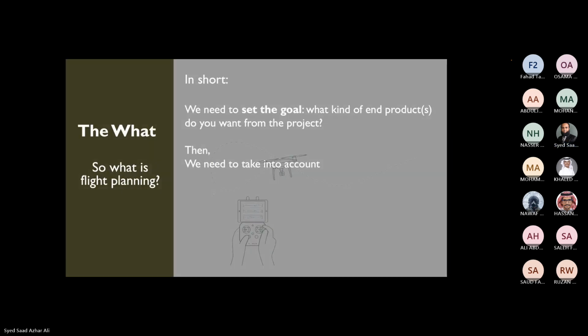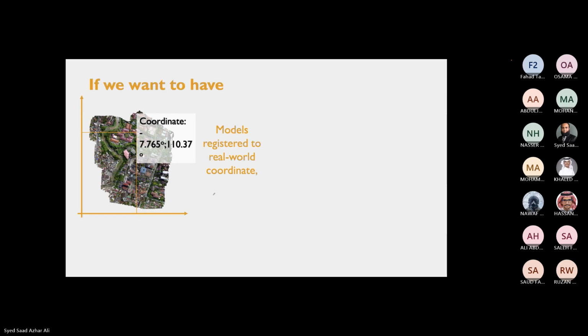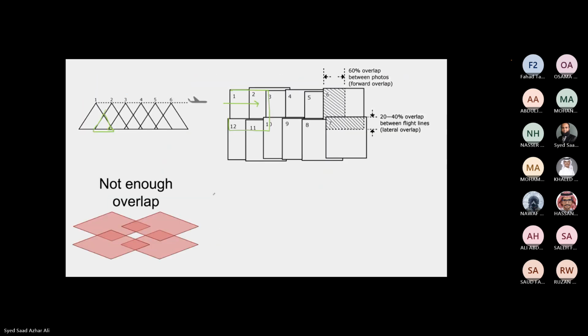All right. So in short, we need to set the goal. What kind of end product do you want from the project or your drone experiment? Then we need to take into account a few things, which is, of course, how much area is to be covered, and the desired accuracy. So we need to know what is the GSD. What was GSD? Ground sampling distance. I'm sorry. Okay.